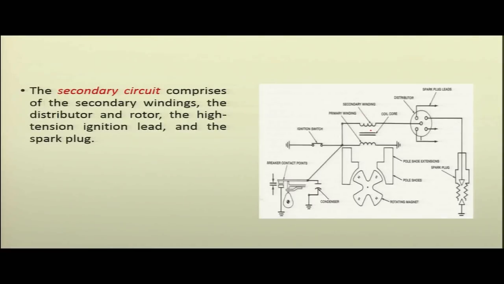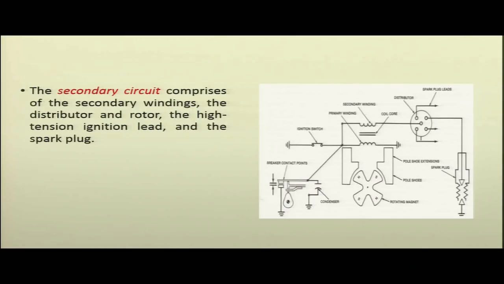This is your distributor and rotor. The high tension ignition leads are the leads going from the distributor to the spark plugs. Here you have the spark plugs. This is your spark plug. So, the secondary circuit has the secondary winding, the distributor and rotor, high tension ignition leads and the spark plug.